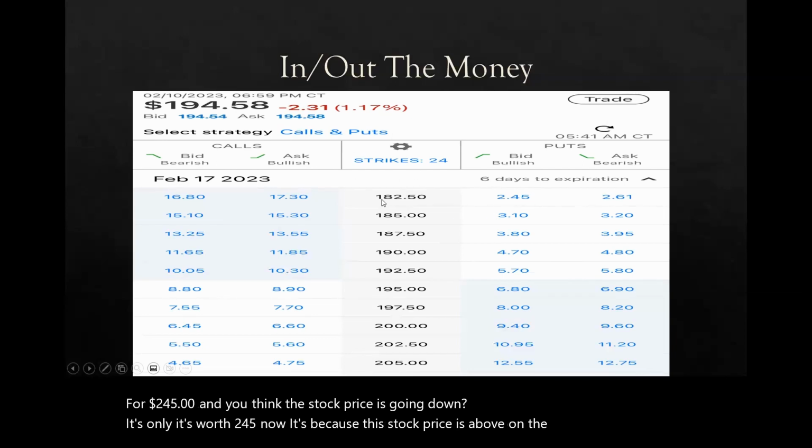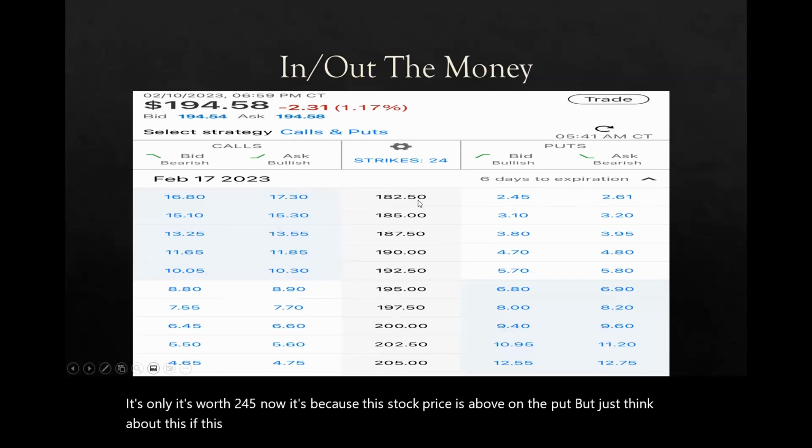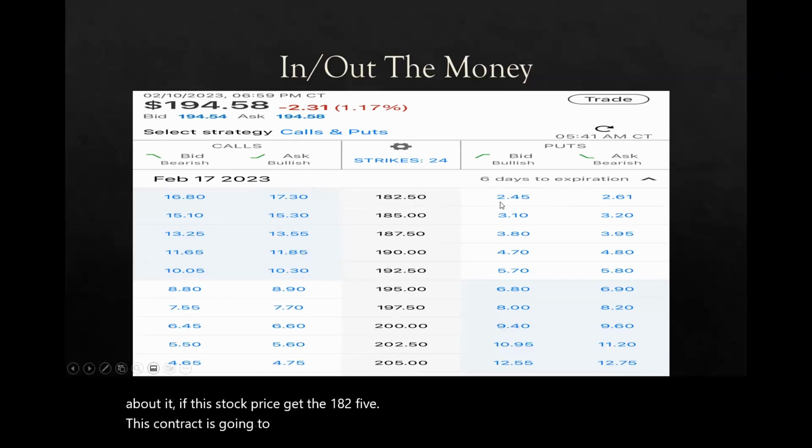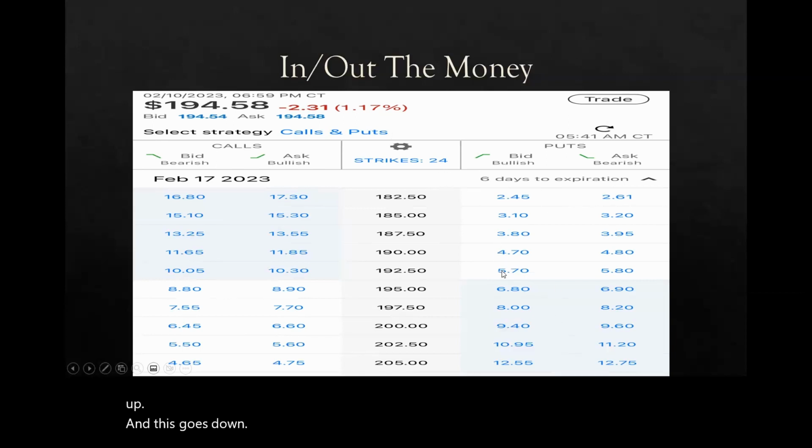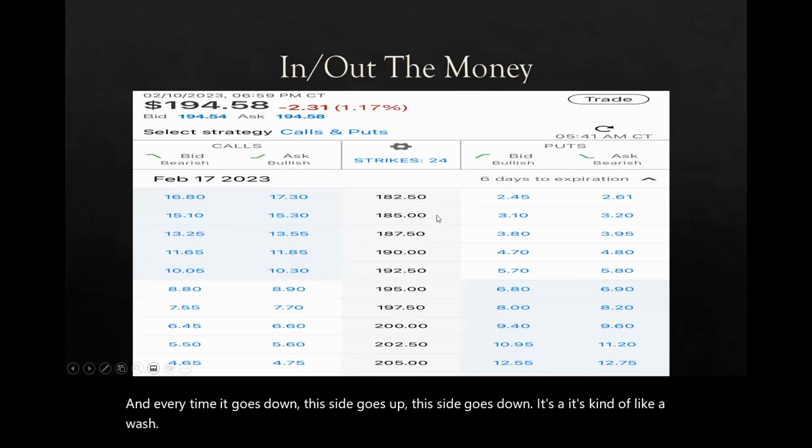But just think about it. If the stock price gets to 182.5, this contract is going to be worth over $1,000 from here, the put. Everything is flip-flop. On this side, every time it goes up, everything on this side goes up and this goes down. And every time it goes down, this side goes up and this side goes down. It's kind of like a wash. That's how the market works.